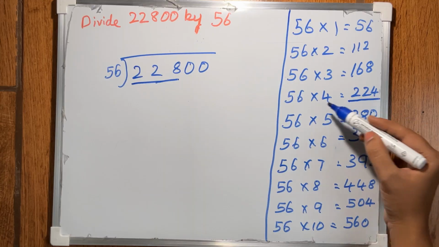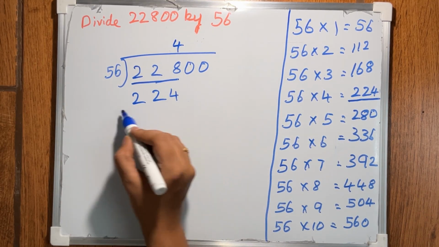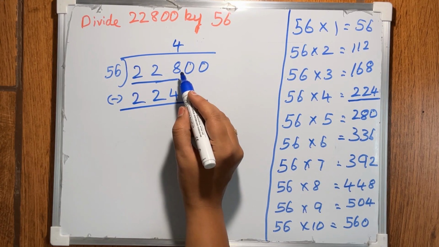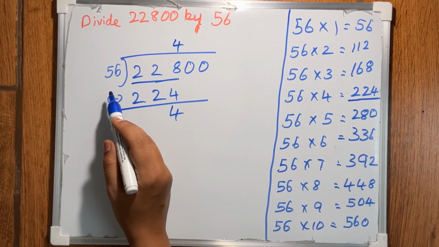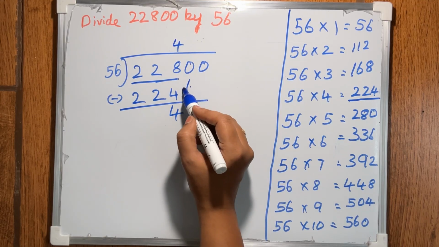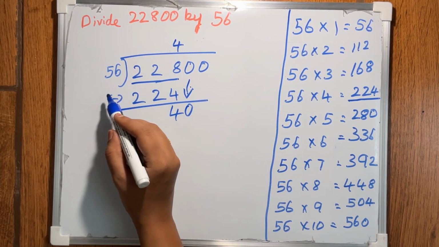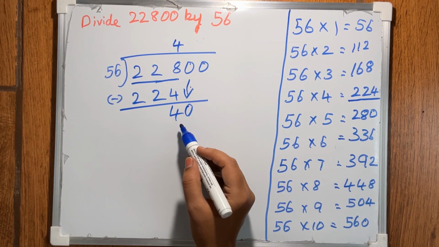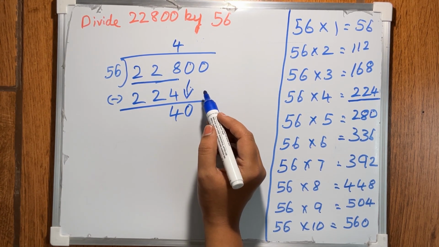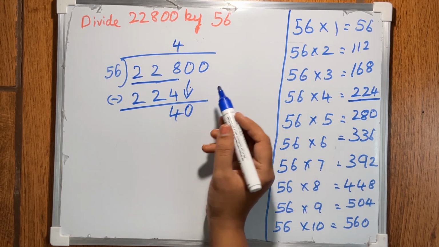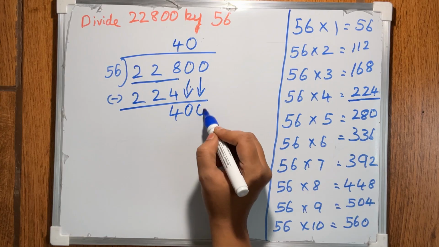So let's take 56 4s are 224. So let's do minus. 8 minus 4 is 4. Can we divide 4 by 56? No. So let's bring down the next digit 0. It becomes 40. Can we divide 40 by 56? No, because 40 is lesser than 56. We have to bring down the next digit. For that, what step do we have to take? We have to write 0 in the quotient and bring down the next digit 0.